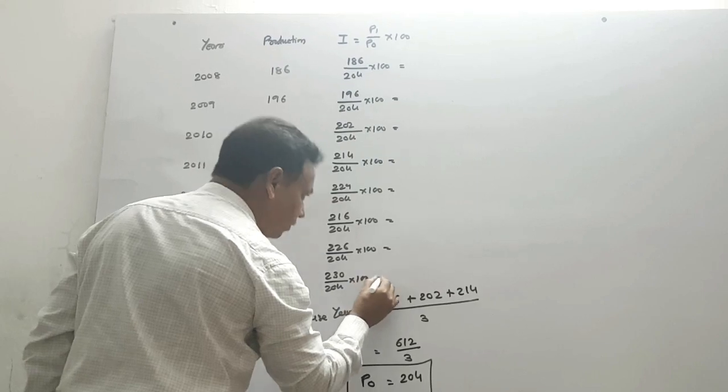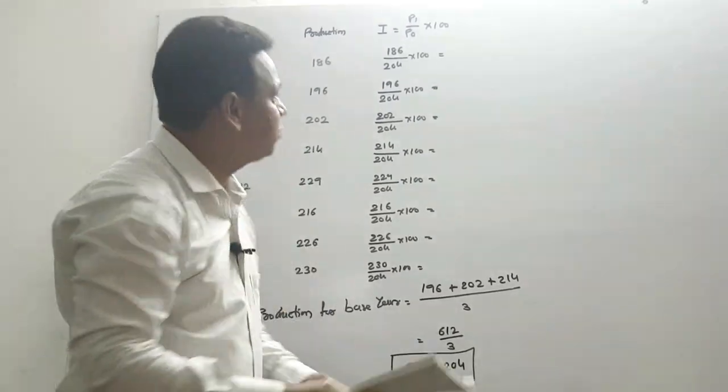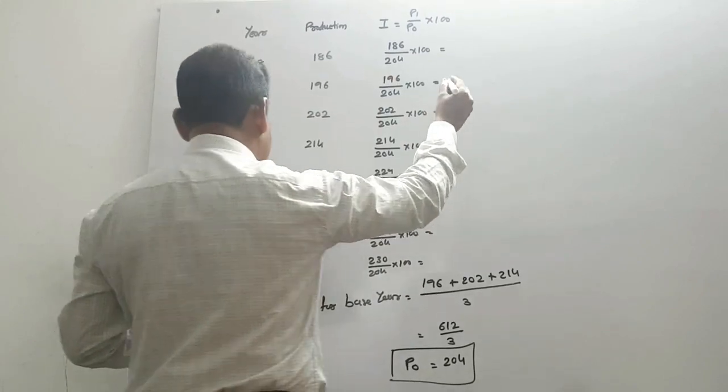202 divided by 204 into 100, 229 divided by 204 into 100, 216 divided by 204 into 100, 226 divided by 204 into 100 and 230 divided by 204 into 100. So we have to take the answers from the book at your home. You can use your calculator and put your answer over here.